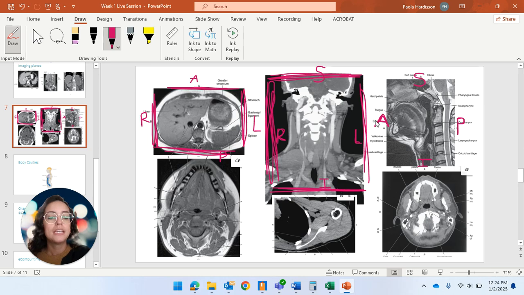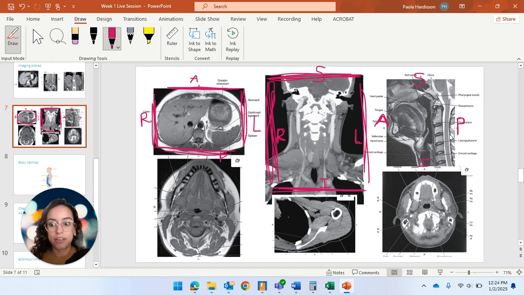Okay, each view is going to have different shifts available to you. If it's an axial slice, you're always going to have anterior, posterior, right, and left. If it is a coronal slice, you will always have superior, inferior, right, and left. And if it is a sagittal slice, you will have superior, inferior, anterior, and posterior.